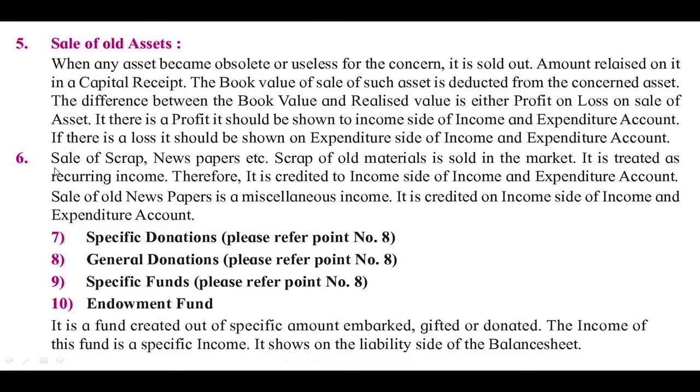Then there can be sale of scrap or newspapers. It is normally credited on the income side of the income and expenditure account because it is treated as revenue income, recurring in nature. Then specific donations, general donations, all these points I have already explained. Then the 10th point is endowment fund. It is created for a specific purpose. It can be created from the amount gifted or donated. Since this is for a special purpose, it is recorded on the liability side of the balance sheet.